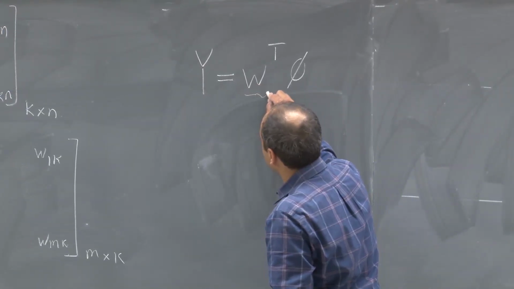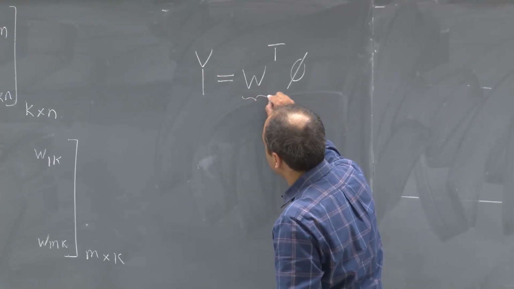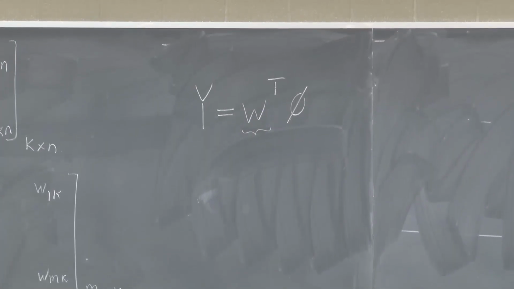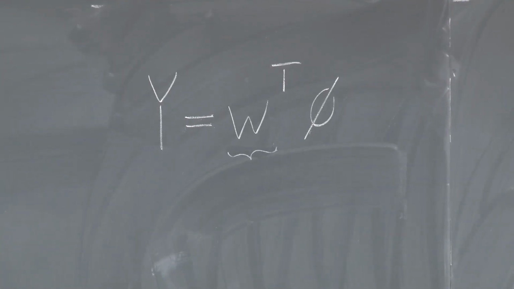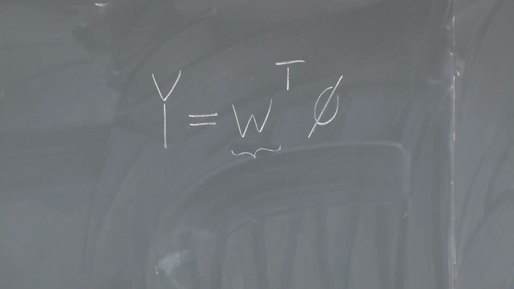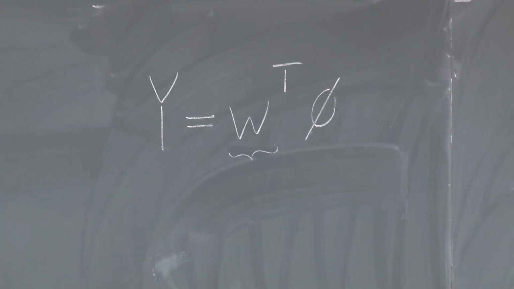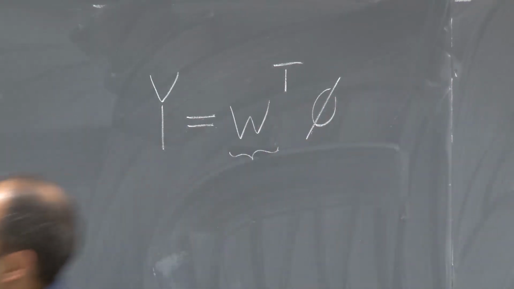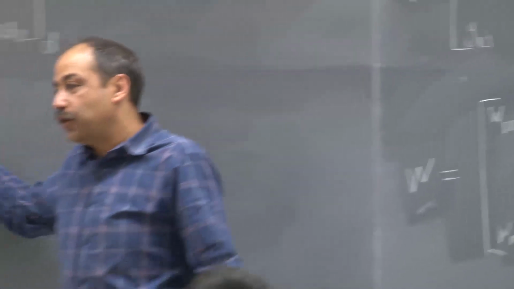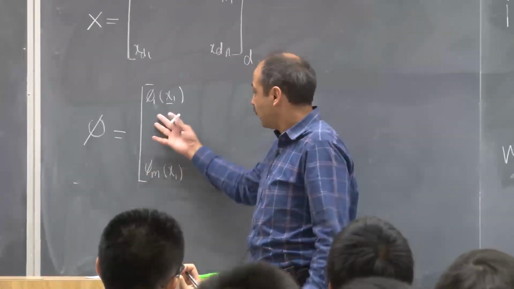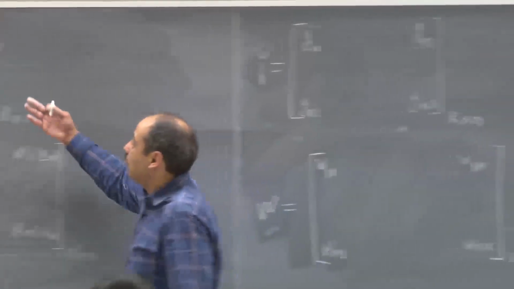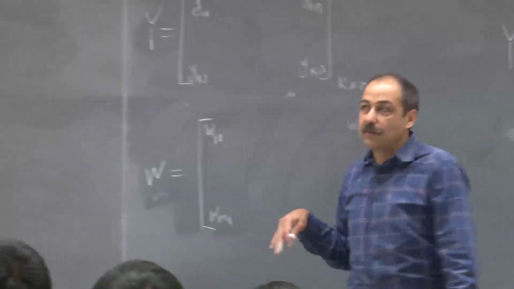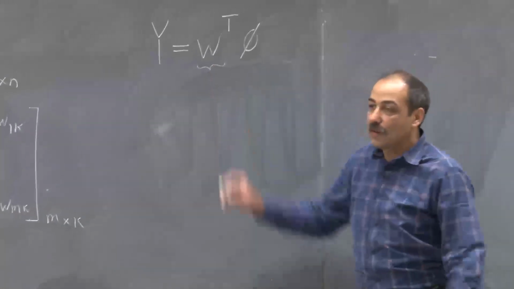And this W is unknown. Y is known and phi is known, right? Phi is a nonlinear function that you choose. It's called your basis function, or radial basis function. You choose your basis. I know my x, I choose my function phi, I apply phi to x, and I fill up this matrix. And I have my output and my input. The only thing that I don't have is W. Now I want to compute this W. How can I do this?